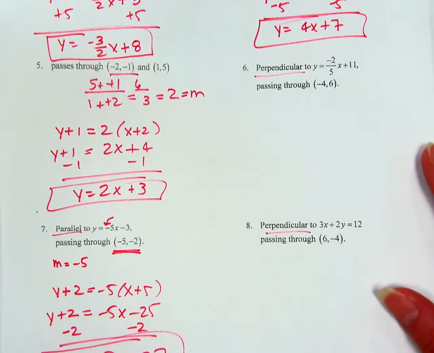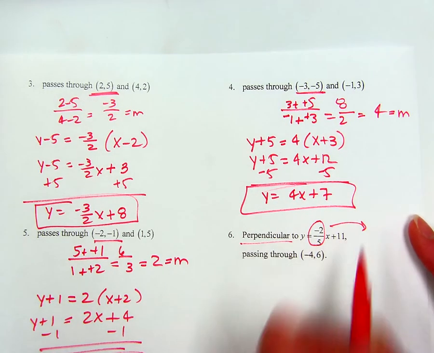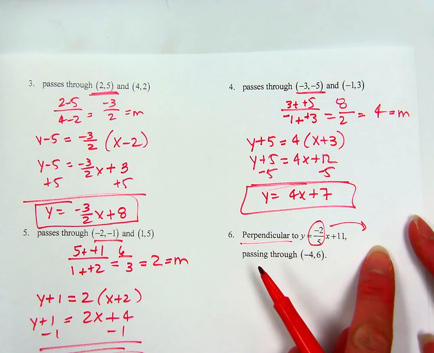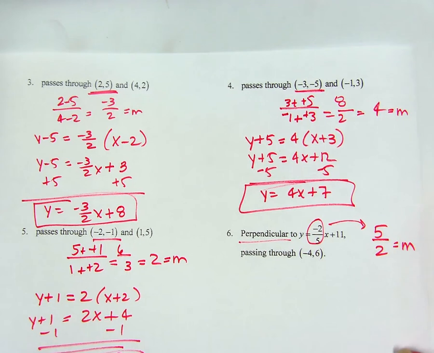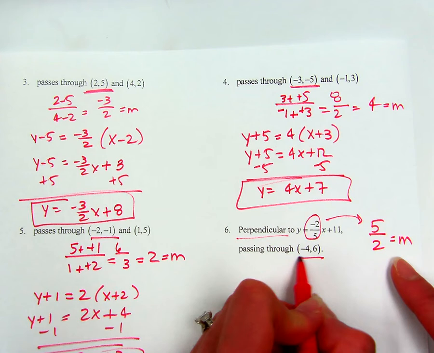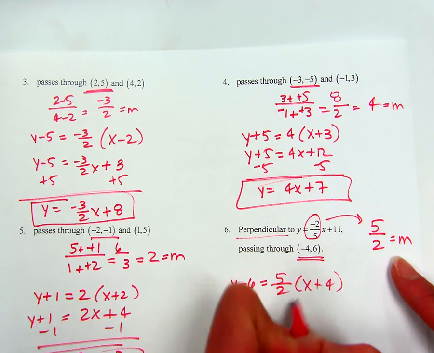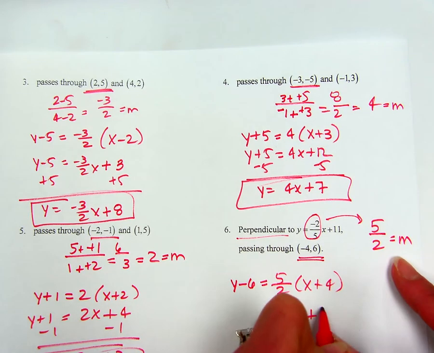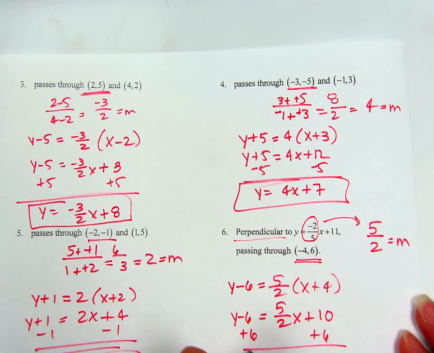When it's perpendicular, the difference is you need to do opposite reciprocal slope. So if you look at number 6, we're going to take the opposite reciprocal. So opposite means if that's negative, this will be positive. And reciprocal means flip it over. So my slope is going to be positive 5 over 2. Now I'm going to use this point that it goes through. So y minus 6 equals 5 over 2 times x plus 4. So 5 over 2x plus 10 equals y minus 6, and then add 6 to both sides, and I get y equals 5 over 2x plus 16.